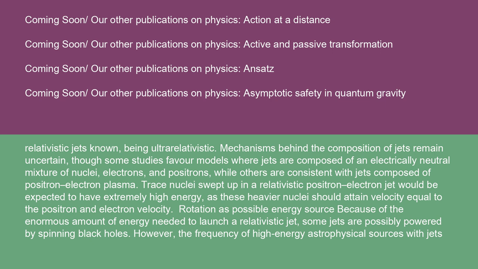Mechanisms behind the composition of jets remain uncertain, though some studies favor models where jets are composed of an electrically neutral mixture of nuclei, electrons, and positrons, while others are consistent with jets composed of positron-electron plasma. Trace nuclei swept up in a relativistic positron-electron jet would be expected to have extremely high energy, as these heavier nuclei should attain velocity equal to the positron and electron velocity.